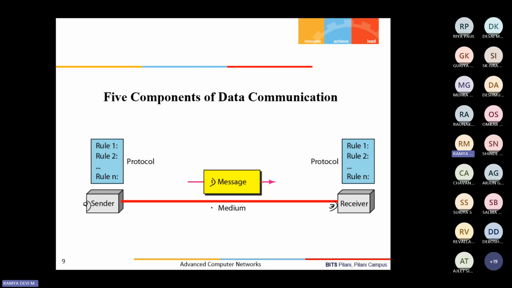Fourth one is the medium. A physical part or the logical part where your message travels from the source to destination. So fiber optic cables, twisted pair cables, or even the air. Wireless medium, Wi-Fi, it could be the medium. And the fifth one is the protocol. So protocol is nothing but a set of rules.